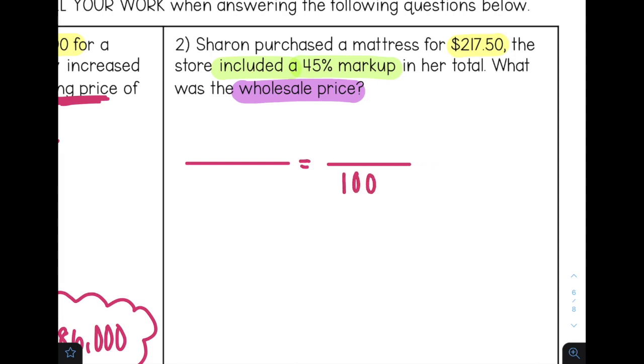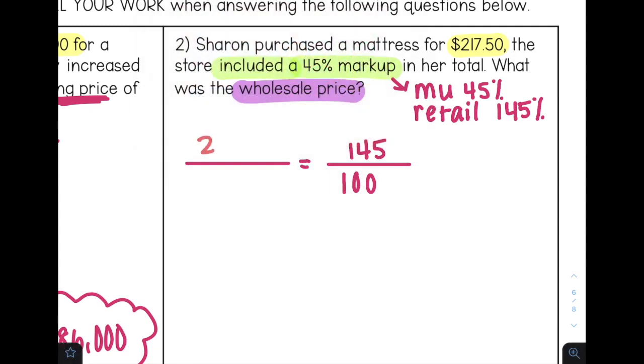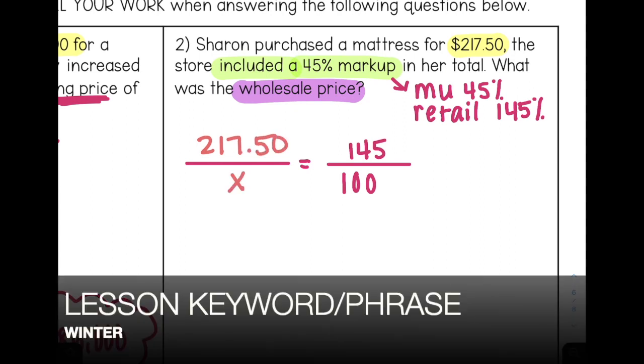So here we have 100. I know my markup is 45%. So my retail would be 145. So that's what I'm going to use in my equation. And then we have what the mattress sold for. It's $217.50, but we don't know the wholesale. We don't know what we purchased it for. We have to figure that out.